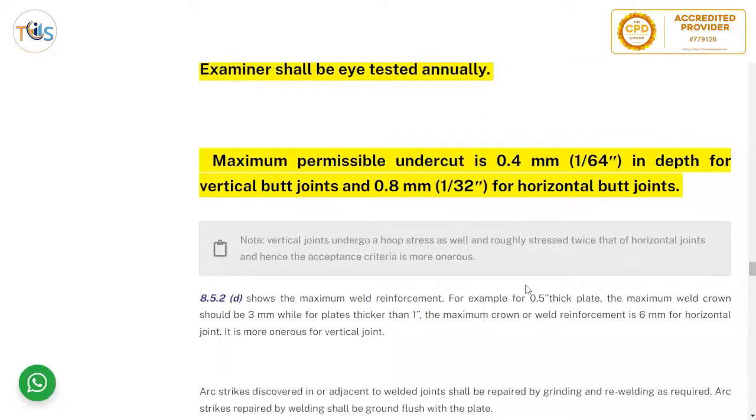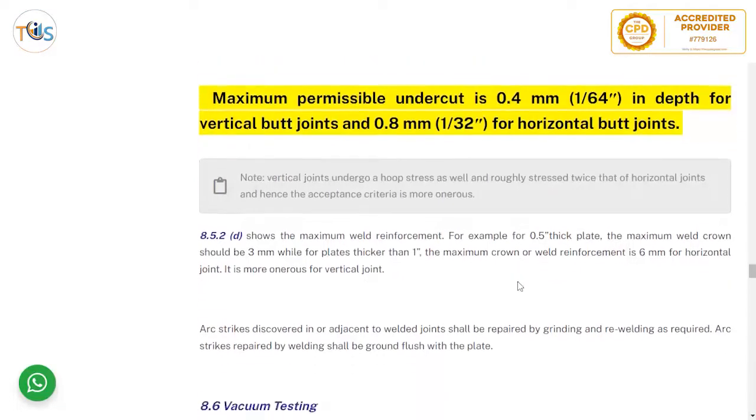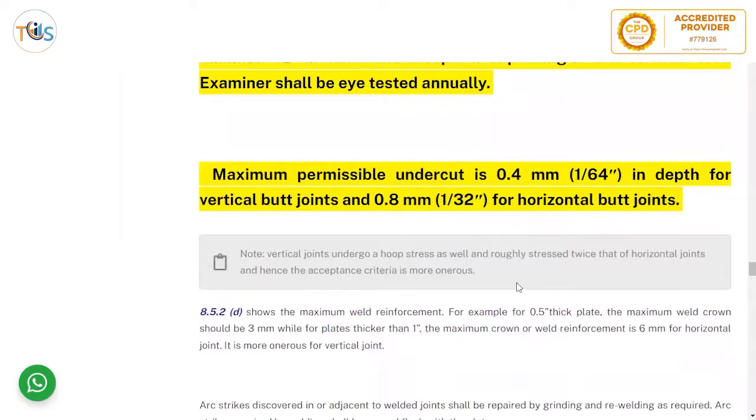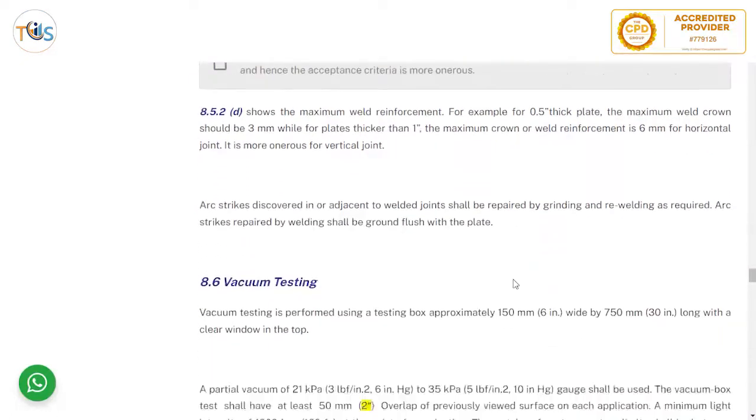Maximum permissible undercut is 0.4 millimeter, 1/64 inch, in depth for vertical butt joints, and 0.8 millimeter, 1/32 inch, for horizontal butt joints. Now you can see that vertical joints undergo hoop stress, roughly twice the stress of horizontal joints, and hence the acceptance criteria is more onerous.